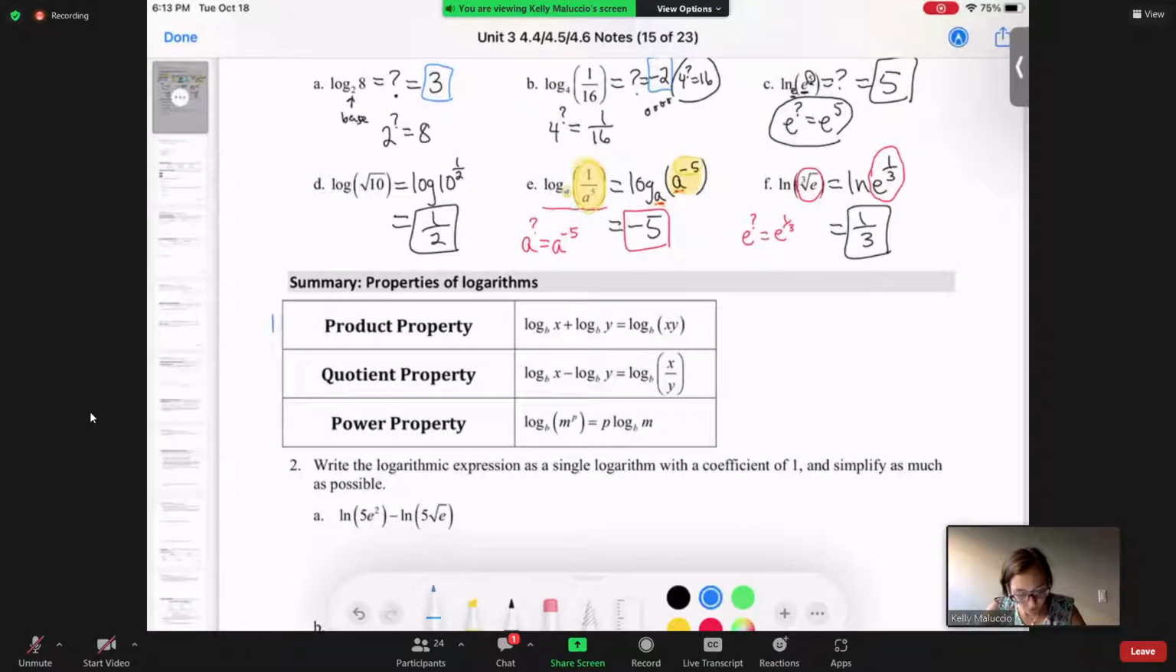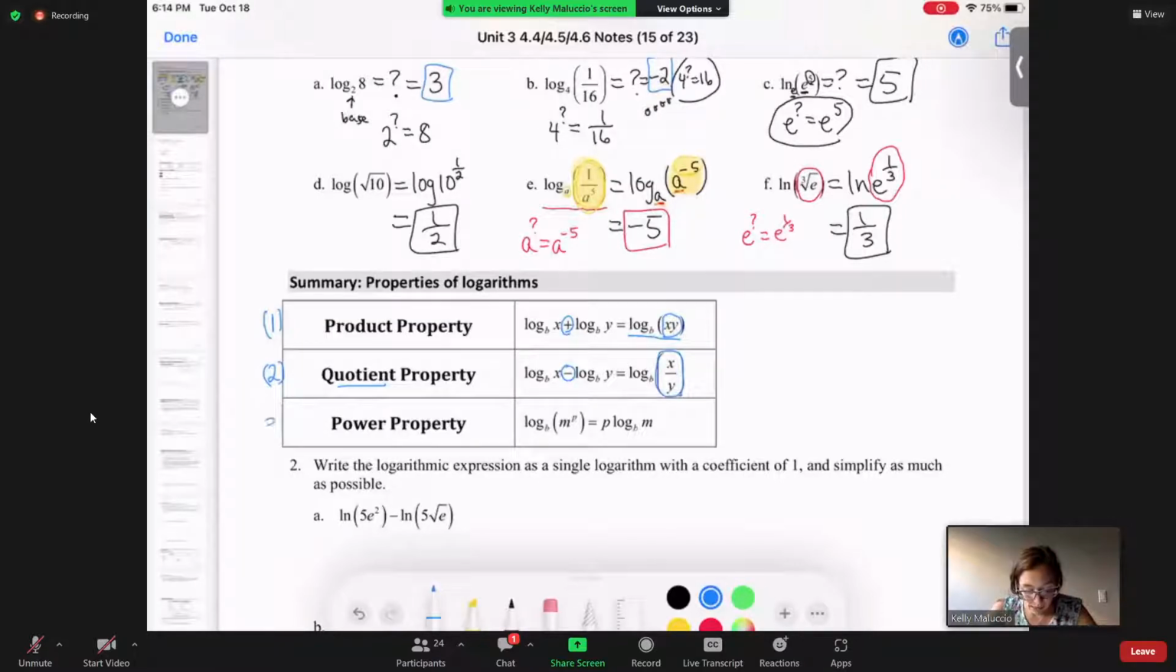And now we have this summary of some properties. So the first property we'll call the product property. That's where if I have log base b of x plus log base b of y, so I'm adding 2 different log statements, then it equals 1 log statement where they're multiplied together. And then the second property is the quotient property, right? It's where we have log b of x minus log b of y is log base b of x divided by y. So notice plus goes with multiply and minus goes with divide, right?